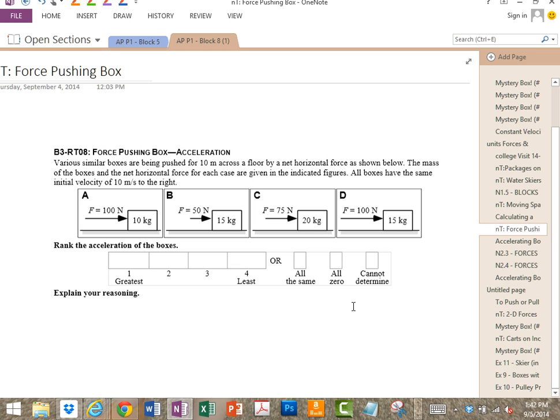So you could say it's a frictionless floor and then that's just an applied force. That's okay, but you have to remember that's net. That's an important thing. Now I'm giving it all away. All the boxes have the same initial velocity of 10 meters per second. It asks you to rank the accelerations.